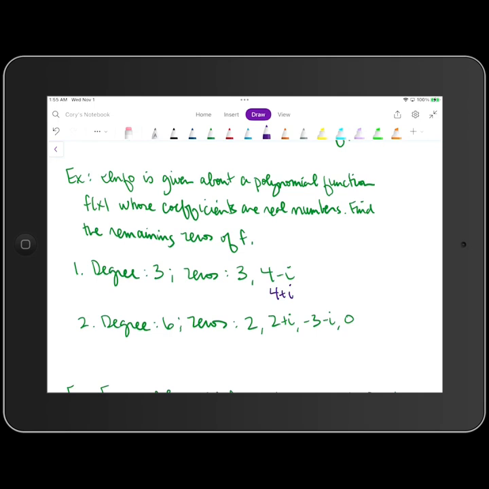Okay, you guys give number 2 a try. So you're told there that the polynomial is of degree 6, and it has zeros 2, 2 plus i, negative 3 minus i, and 0. Go ahead and pause the video while you work on that.